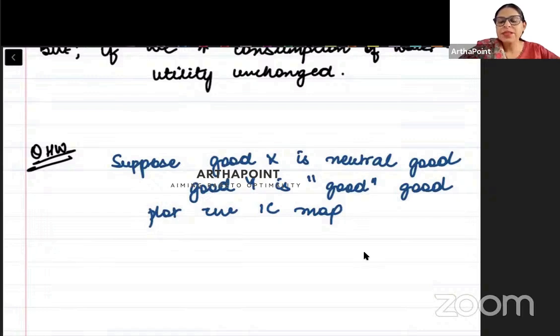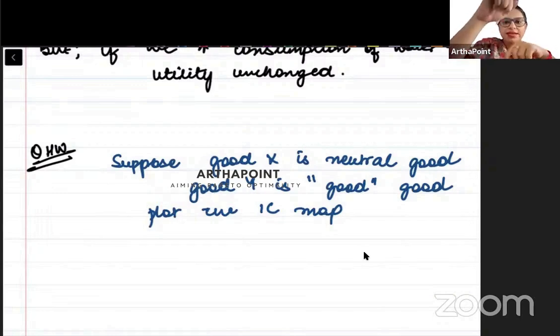So what am I saying? Now take the neutral good on the x-axis. Take the good on the y-axis and try to plot the indifference curve map.